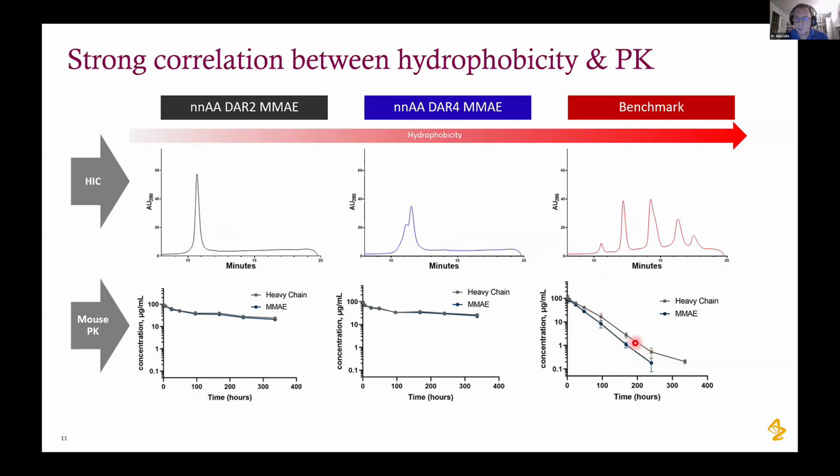One line represents total antibody, and one represents ADC. The separation of the 2 lines tells us that there's loss of warhead as the antibodies circulate. However, our non-natural amino acid-based ADCs have much better PK, mAb-like PK, and the 2 lines do not separate. So we know that we have very, very stable ADCs.